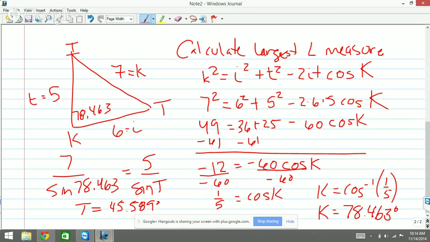Anybody disagree? Birdie says no. And then the other one, you just do 180 minus, right? Okay, so you can solve triangles there for their angles using law of cosines. Are you comfortable?